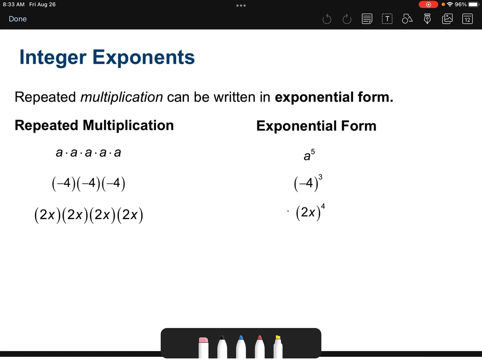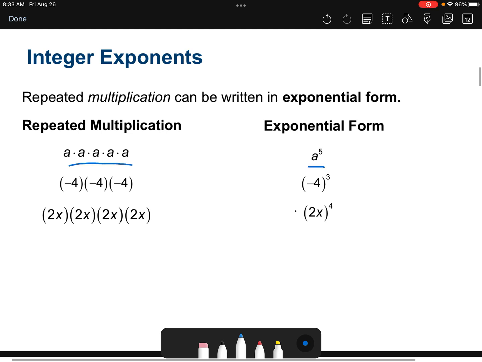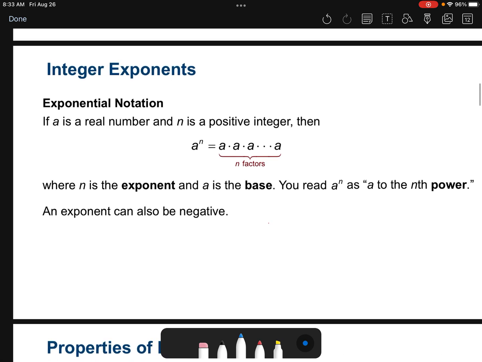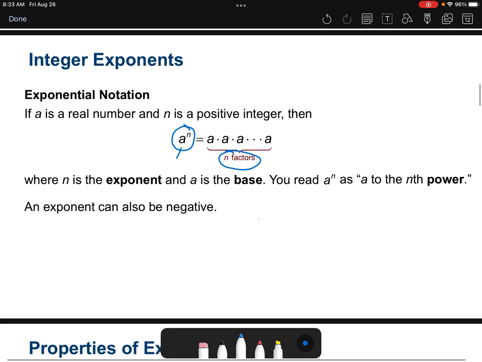And just to repeat some things, if we have 5 a's here, then that's understood to be a to the 5th if we write it in exponential form. -4 is -4 to the 3rd. 2x is 2x to the 4th. Pretty simple stuff. Exponential notation, just to review, we read this as a to the nth power, which means a is multiplied by itself n times, which are called factors. This is the base, this is the exponent.